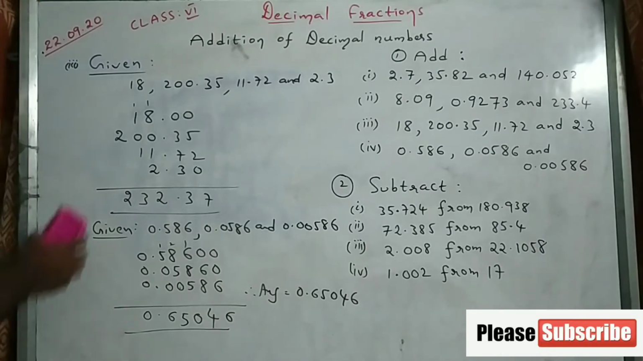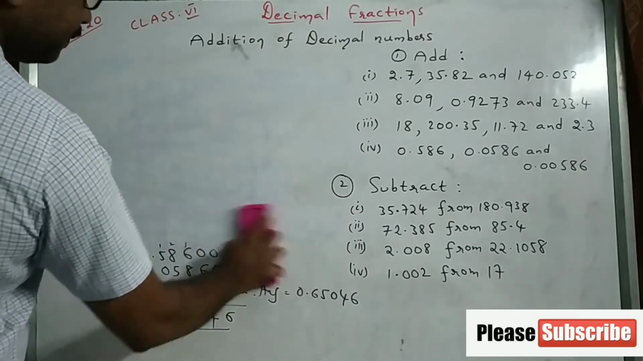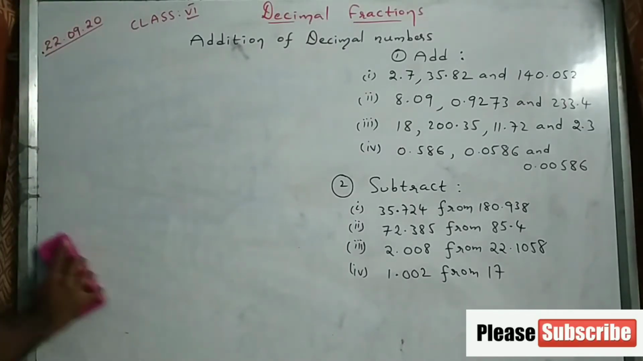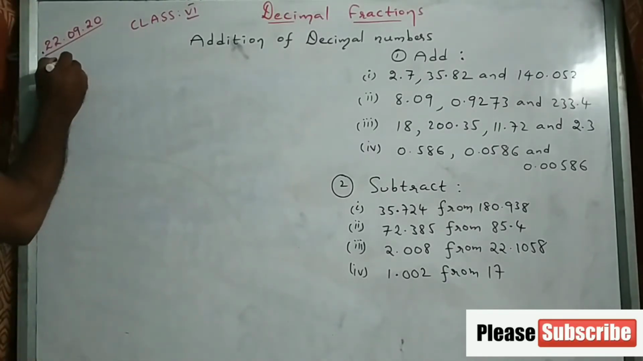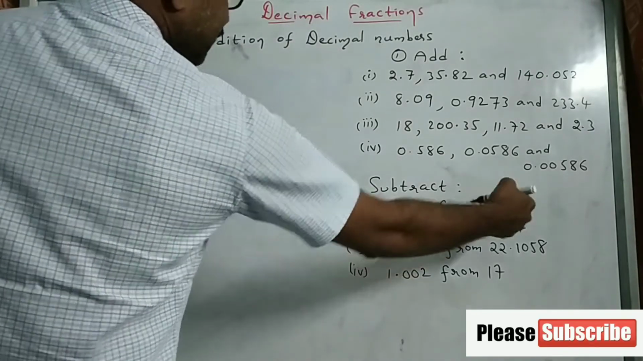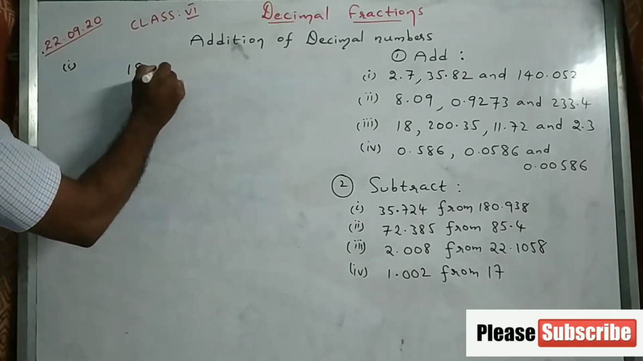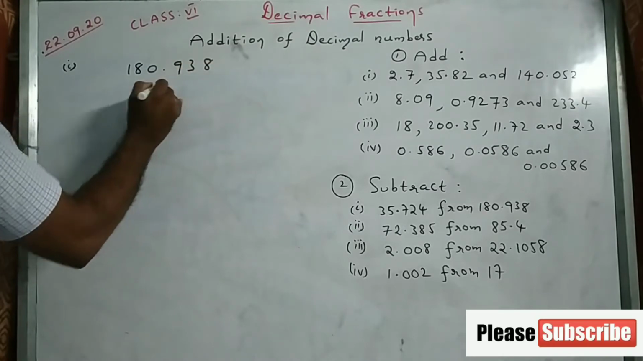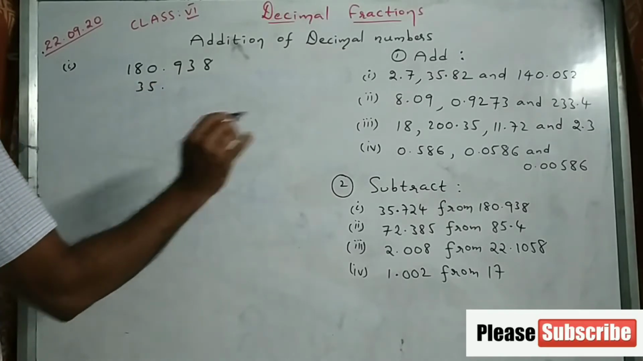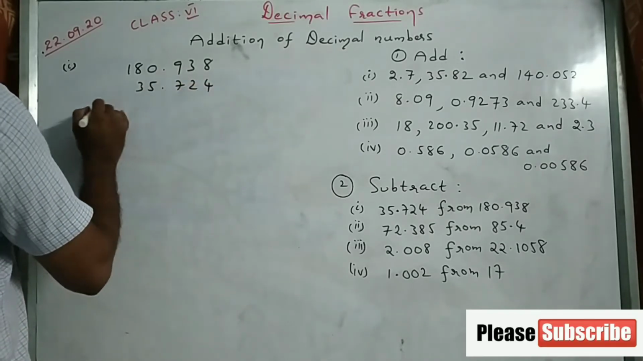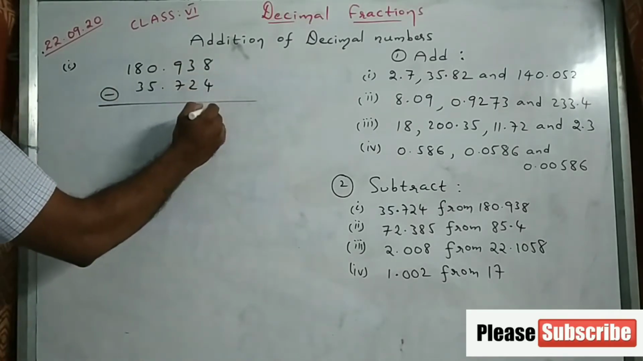So now we will see subtractions. Addition you understood now? Subtraction also we will see. Okay. Now subtract, first question. This one from this one. So what should you write first? 180.938. You keep the decimal. Before the decimal what do you have? 35. After the decimal we have 724. Subtraction symbol I am keeping. Okay. Now subtract. 8 minus 4, 4.